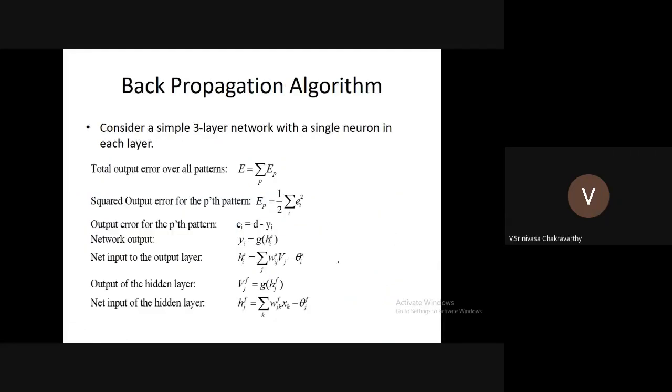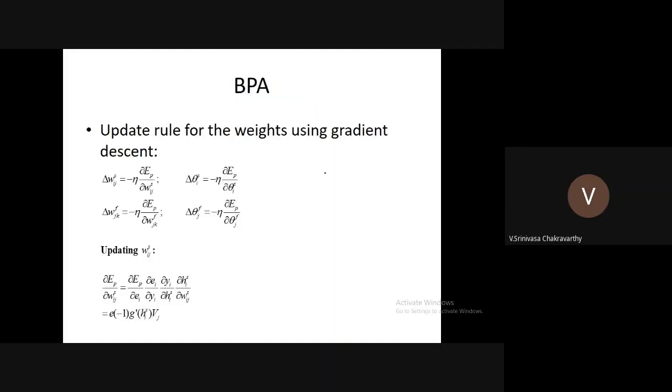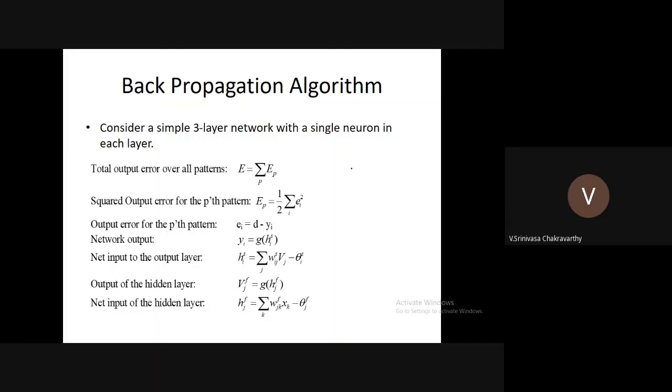Okay, so how do you derive this? You take the output error. This is the total error. EP is the error for the pth pattern, and this is the total output error. If I take a network like this, Xk is the output of the kth input neuron, Vj is the output of the jth hidden neuron, and Yi is the output of the ith output neuron.